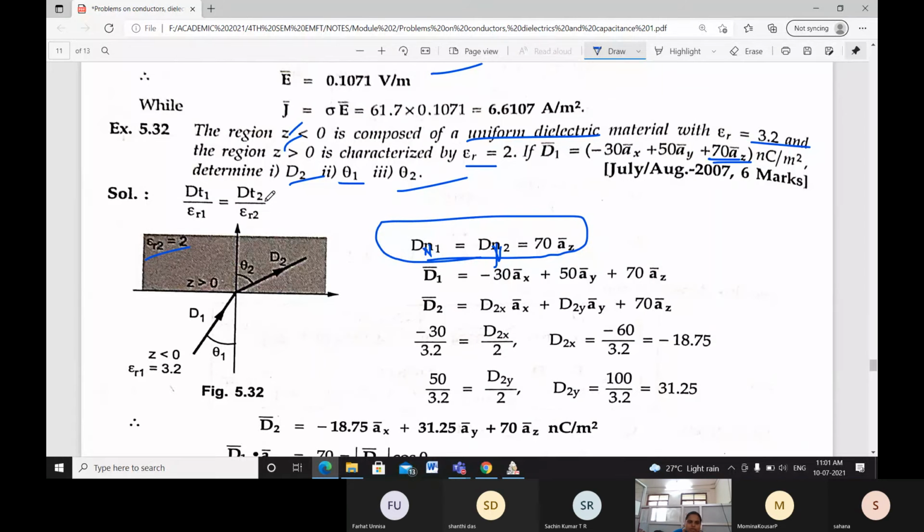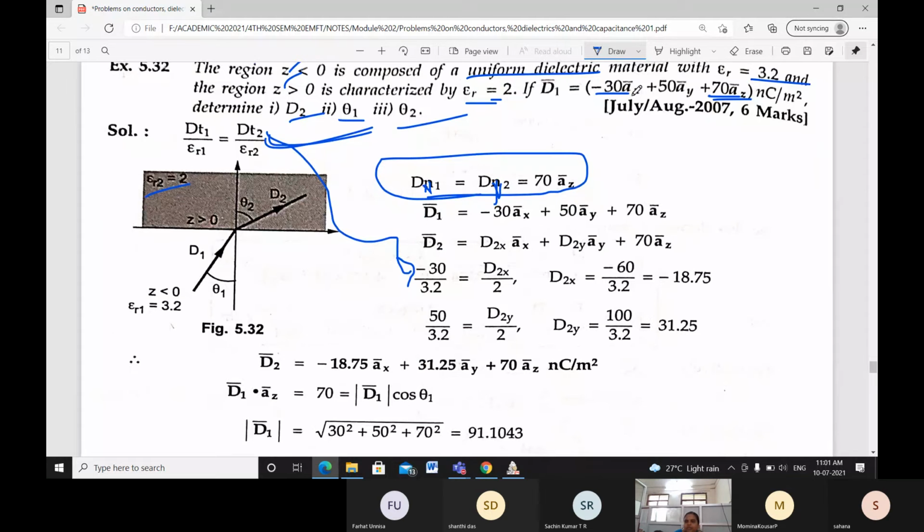Then based on this equation we can write Dt1 as minus 30 divided by 3.2, our epsilon_r1 is 3.2. That's going to be D2x divided by 2, here it is 2. Based on this relation, I am writing the equation here. D2x is, from this, going to be minus 60 divided by 3.2. You'll be getting minus 18.75.